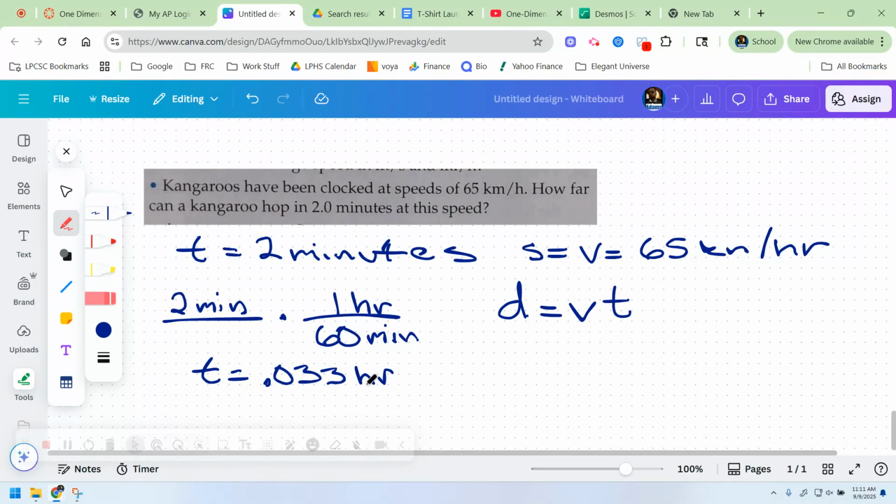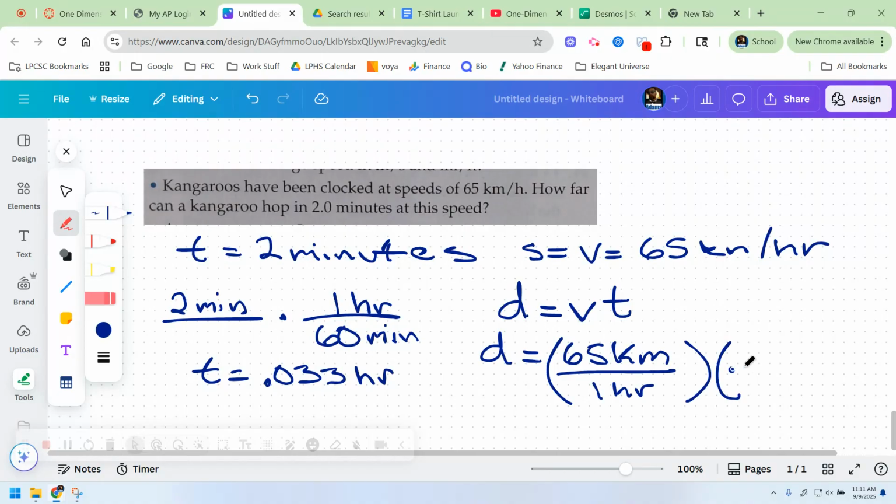Okay. So to find the distance, remember that the distance is equal to the velocity times the time. And I said minutes, but I meant hours. So then my total distance is equal to the velocity, which is 65 kilometers per 1 hour, and that's going to be multiplied by 0.033 hours. And so then the hours cancel with hours, and when I multiply those together, I should get a distance.